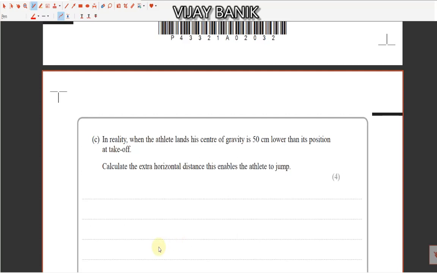So basically, when he's coming over here, when he's coming to the ground, his center of gravity was here. Now his center of gravity is actually 50 centimeter less. That means his S is not 0 anymore, because since the center of gravity has shifted, so does his final displacement. Now the final displacement is minus 50 divided by 100. I'm converting this to meter, okay?